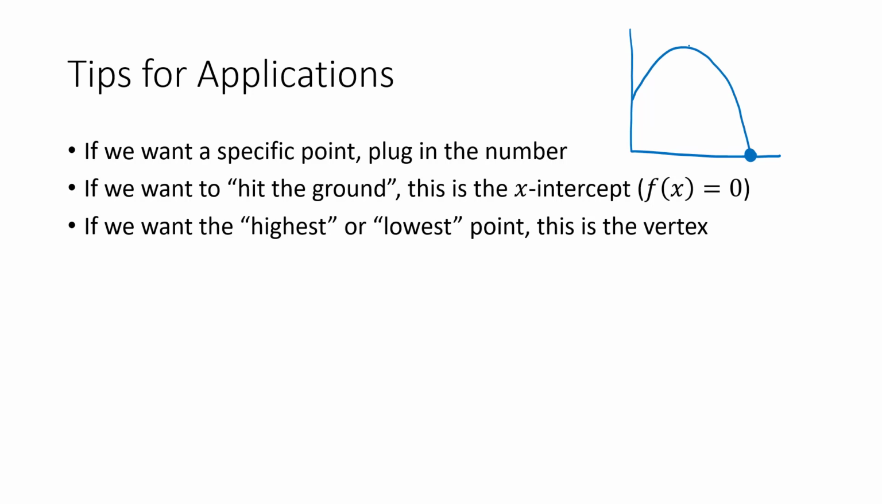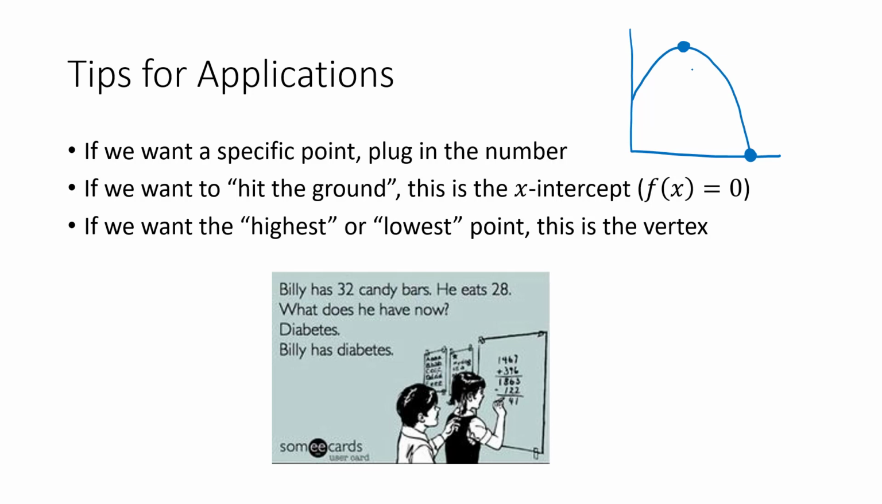The other key point we're often interested in is what is the highest point, or what is the lowest point if it goes the other direction. The highest or lowest point is always the vertex. And we know how to find each of these points on the graph. So let's take a look at some problems.